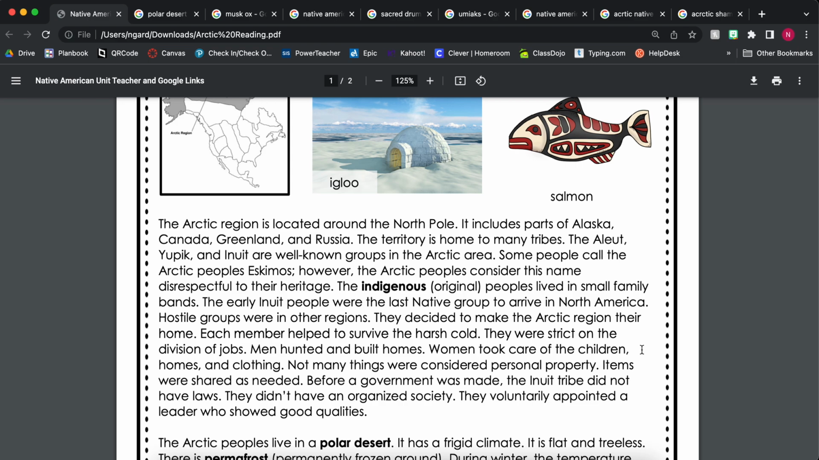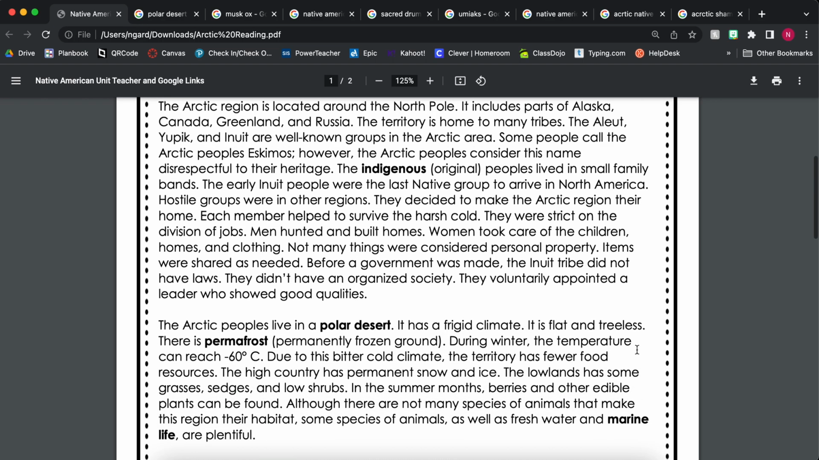Before a government was made, the Inuit tribe didn't really have any laws, and they weren't really an organized society. They voluntarily appointed a leader who showed good qualities. So it was kind of in the middle between the Northwest Coast that we talked about, who didn't have democracy, right? They had wealthy people that ruled, and then democracy. So in this case, they really only needed a leader when there was something going wrong. Other than that, they weren't super organized. Their main focus was just on survival, so they didn't really have to worry about other problems arising or things they were going to have to do within the tribes.